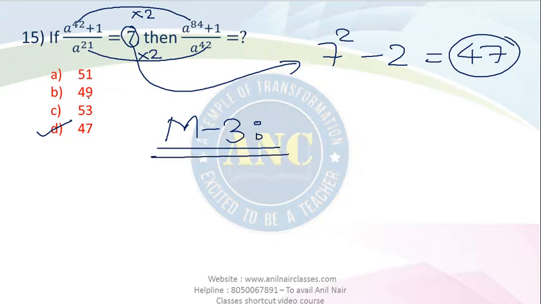Take each and every answer option, add 2. Whichever is giving you a perfect square, that should be the answer. 51 plus 2 is 53, not a perfect square. 49 plus 2 is 51, not a perfect square. 53 plus 2 is 55, not a perfect square. Out of 4 options, 3 are incorrect, 1 should be correct. Or 47 plus 2 is 49, it's a perfect square.